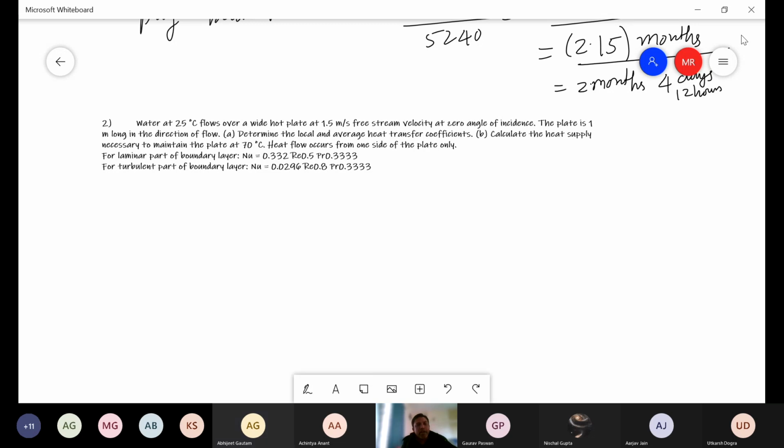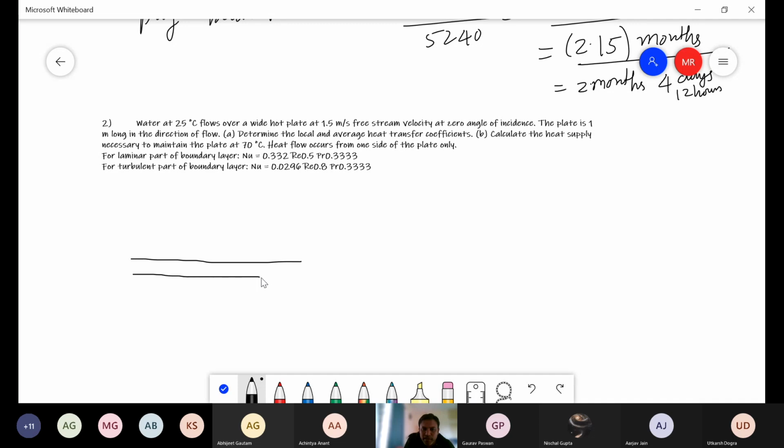Yes, sir. Okay, so let's look at the second problem. Now, the second problem is what has been given. This is based on the things which we are going to do in the next class, but maybe I'll give you a brief background about this and we will try to solve the problem also.